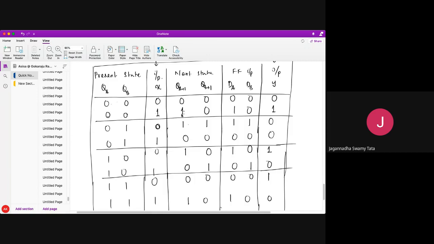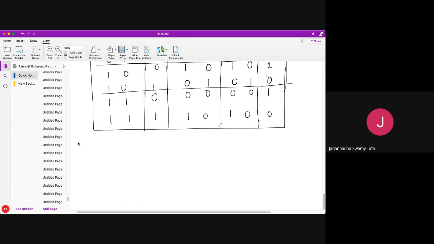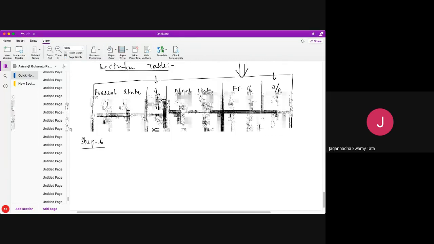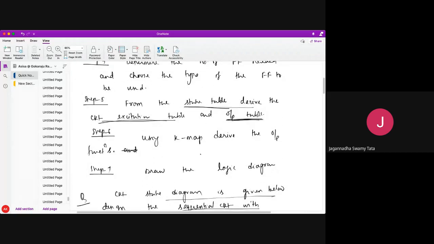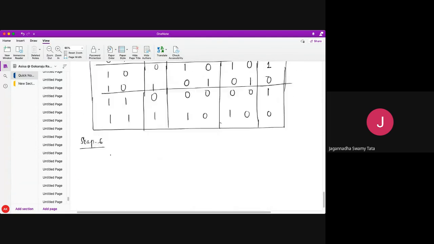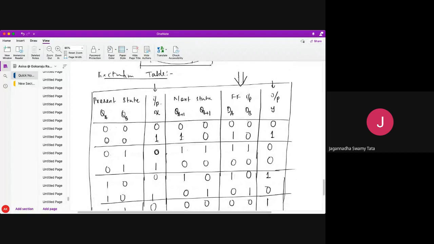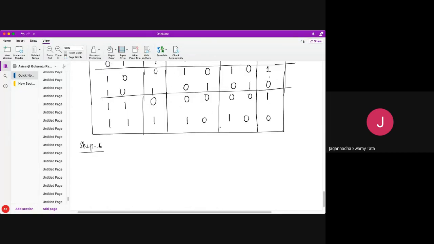Okay, now step number 6. Any doubt on step 5? Please let me know, students, immediately. If there is no doubt, we'll move to the next part, step number 6. What is step number 6? Using K-map, derive the output functions. So here, what are my output functions? Here the output functions are the flip-flop inputs and the output of the circuit. So these two we have to find out.